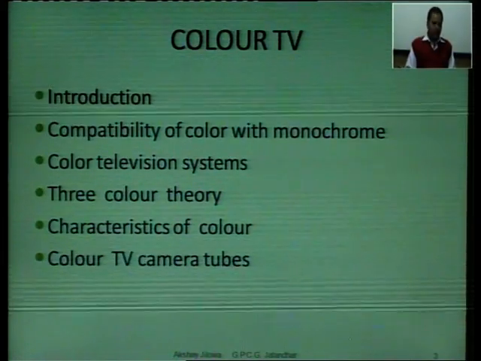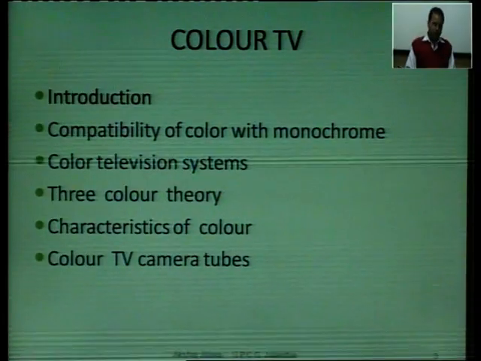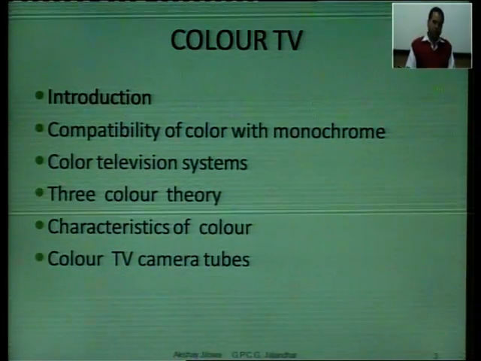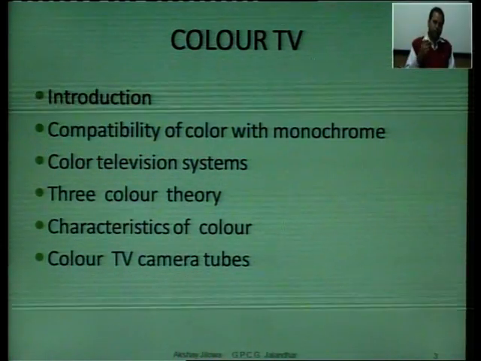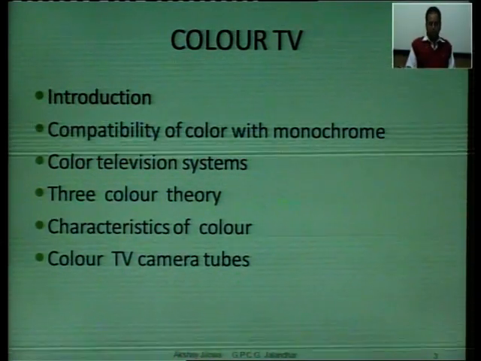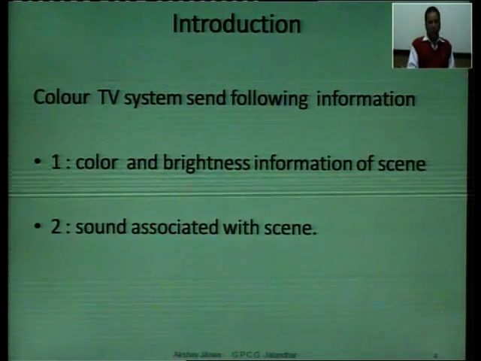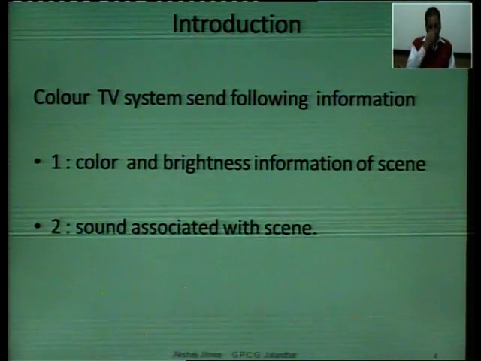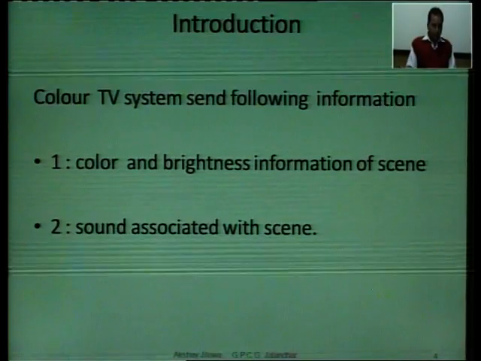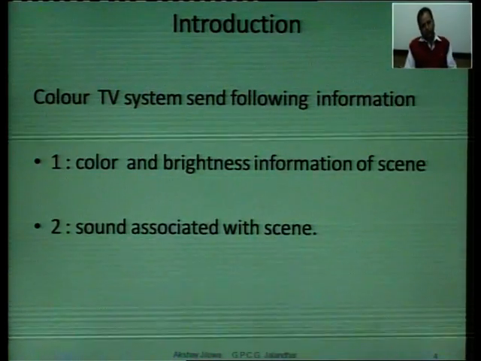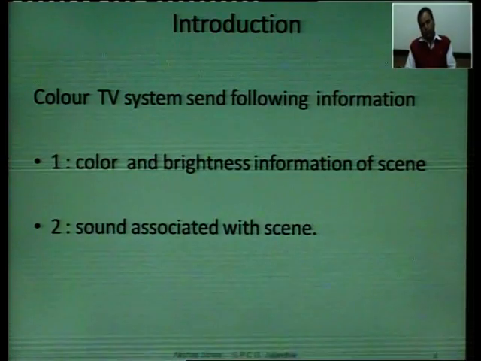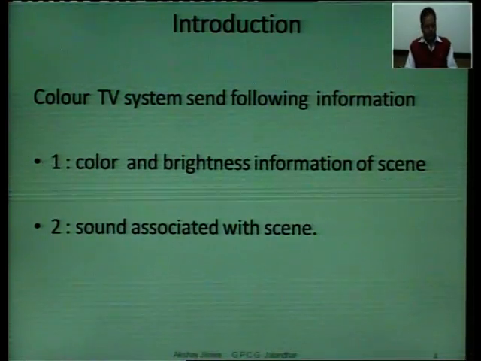Then color TV camera tubes. Camera tube is the tube with the help of which we pick the pictures. So, color TV camera tubes, and then we will also be discussing those picture tubes. So, first, introduction. Color TV system sends the following information.